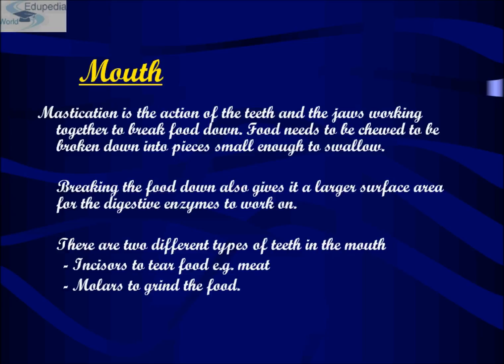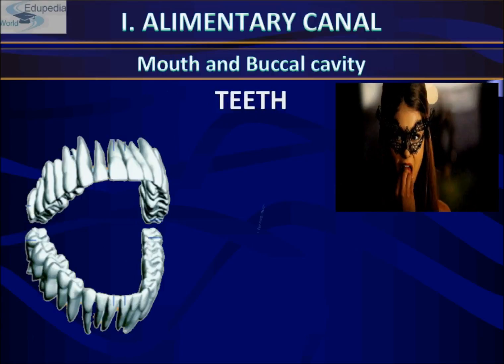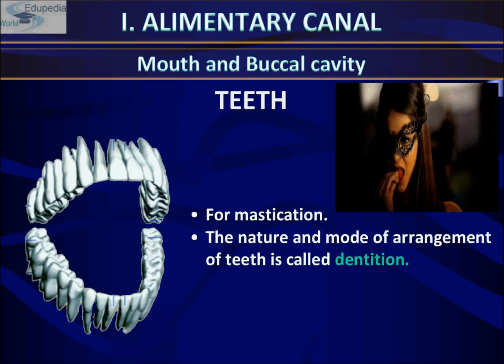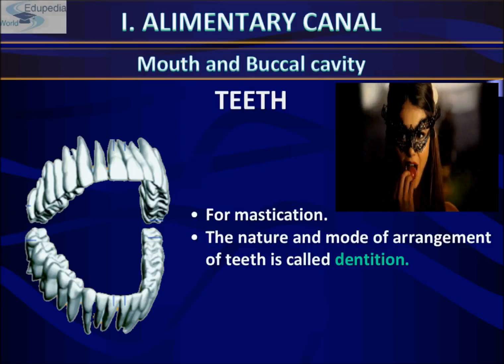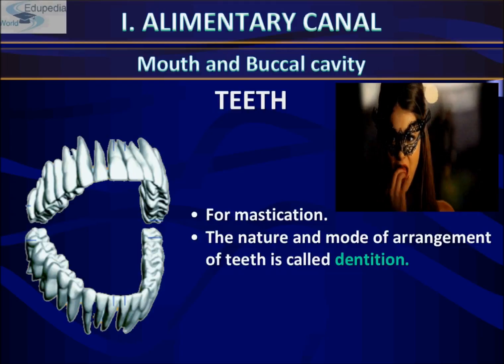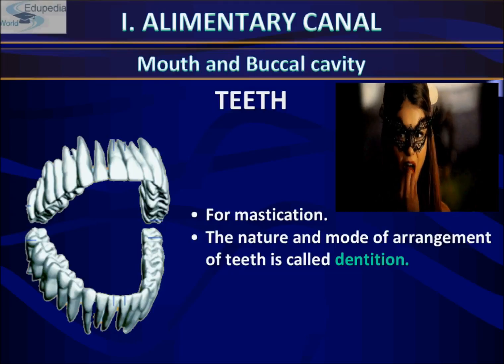I hope it's clear to all of you how food is ingested by the mouth. Now comes the teeth. Teeth are used for mastication. The nature and the mode of arrangement of teeth is called dentition. The oral cavity has a number of teeth and the muscular tongue. Each tooth is embedded in the socket of the jaw bones, and this type of attachment is called thecodont.